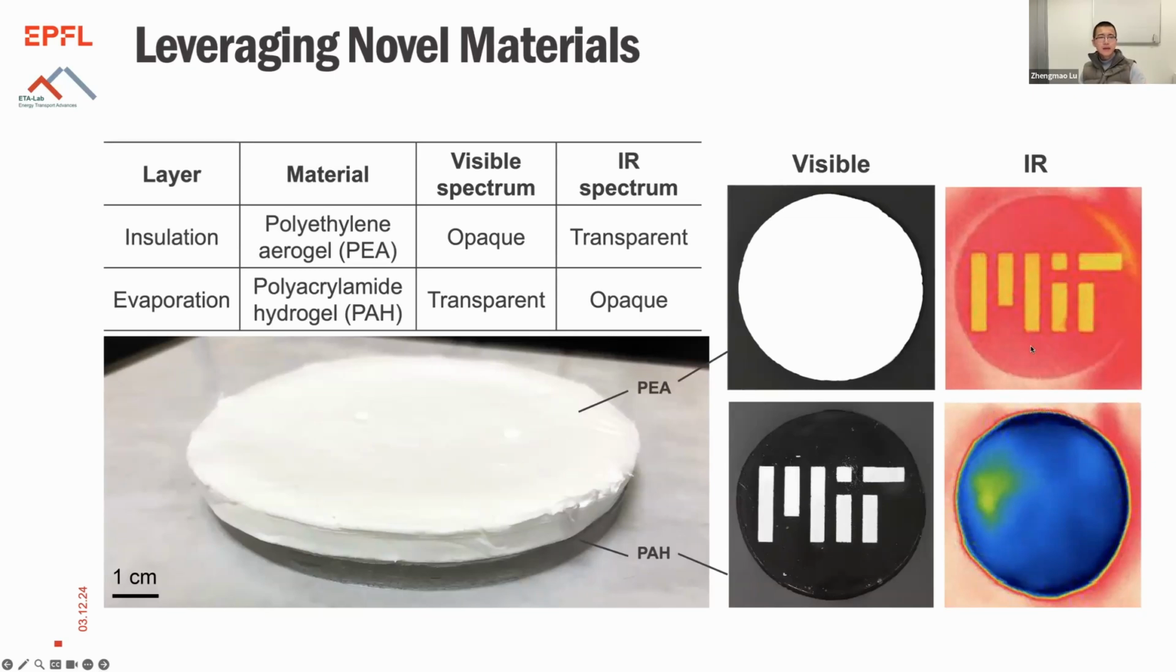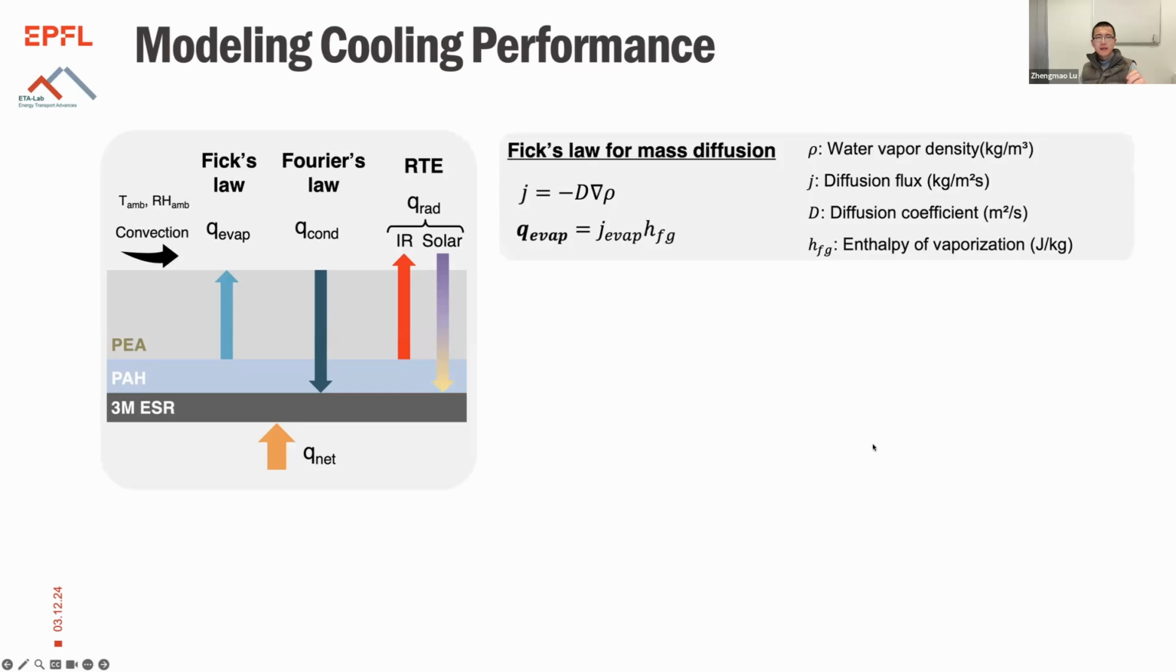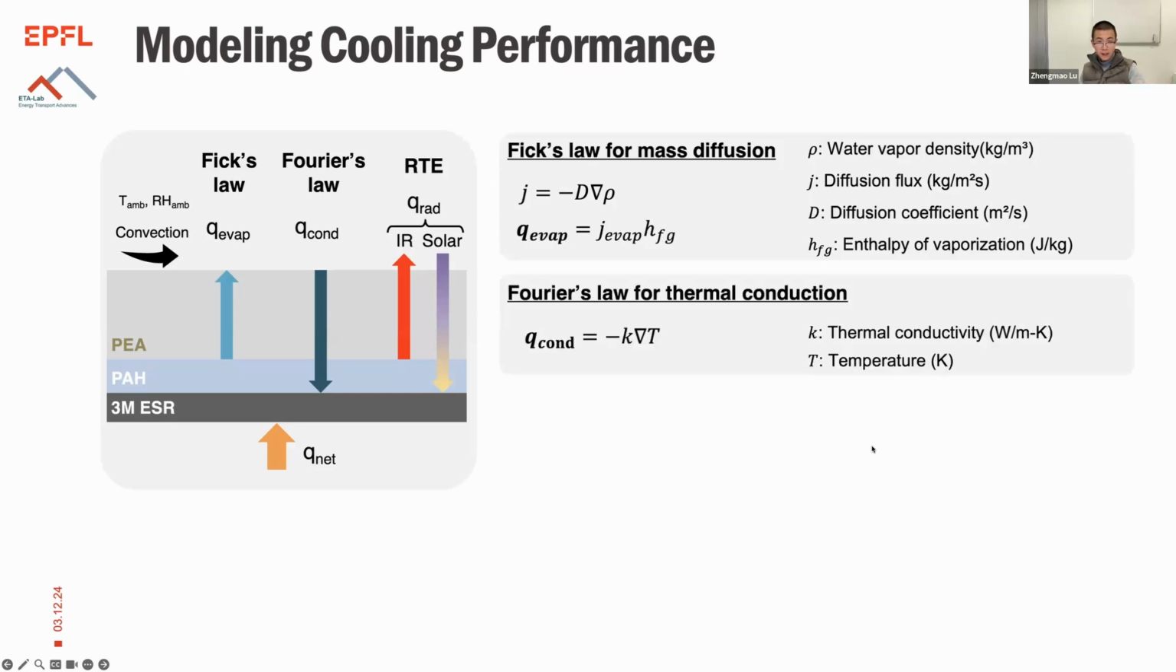And the aerogel, the polyethylene aerogel, is almost transparent. So the IR emittance from the hydrogel can go through the insulation layer without much loss, which is exactly what we want. So with this material stack, we can develop a model that captures the mass transfer governed by Fick's law of diffusion in the aerogel, from the hydrogel across the aerogel, and Fourier's law for thermal conduction across the whole device.